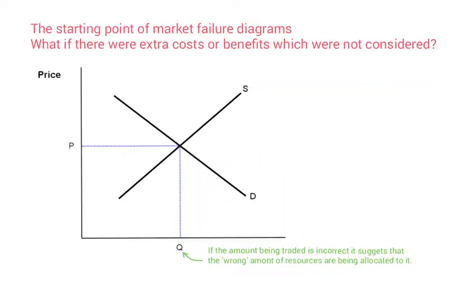So if we think about a situation here about how we can demonstrate market failure on a diagram, basically what we have to think about is this question here. What if there were extra costs or benefits which were not considered? So we've said that in a market there will be supply and demand, but obviously the supply and demand is based on the benefit that people think they will get from a product, or the costs that people think they will incur by producing it. What if there are actually extra costs or benefits which, for instance, are not being considered?